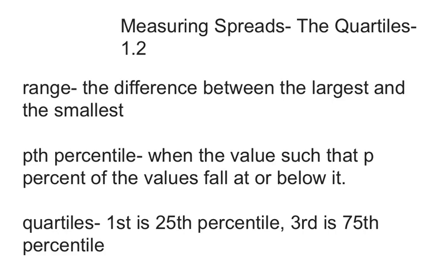Alright, this is the second section of 1-2 talking about the quartiles. Some definitions to start out. The range is the difference between the largest and the smallest. The pth percentile is the value such that p% of the values fall at or below the number. And the quartiles: the 25th percentile is the first quartile, and the third quartile is the 75th percentile.